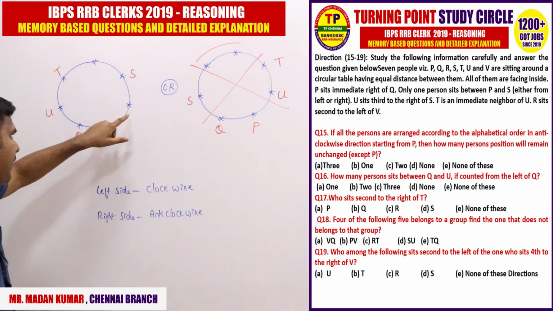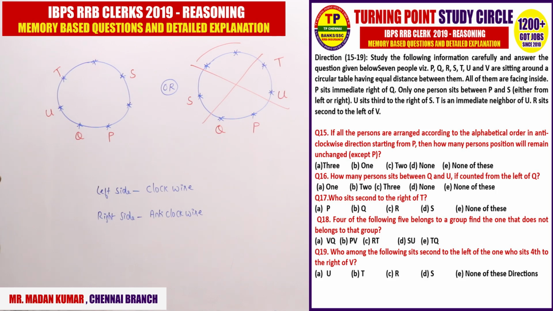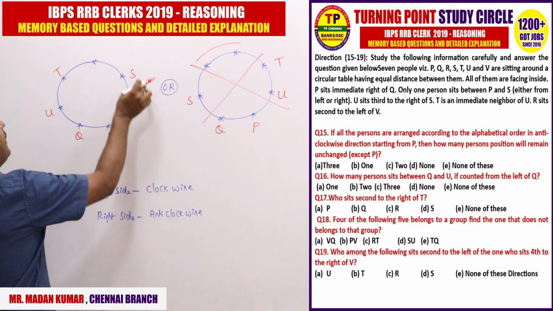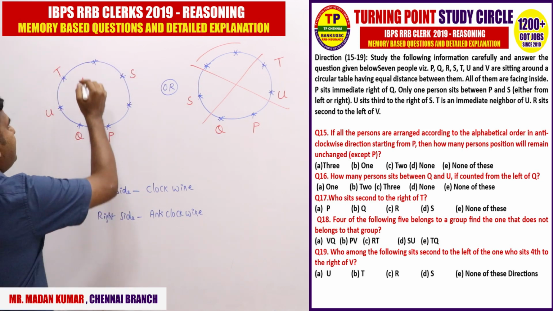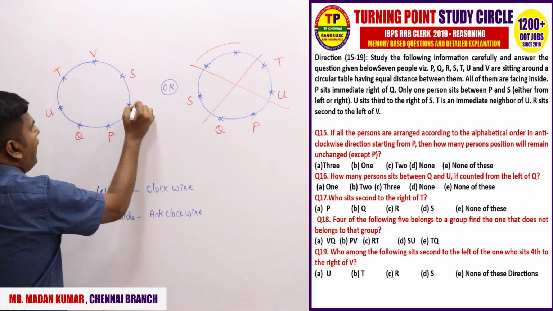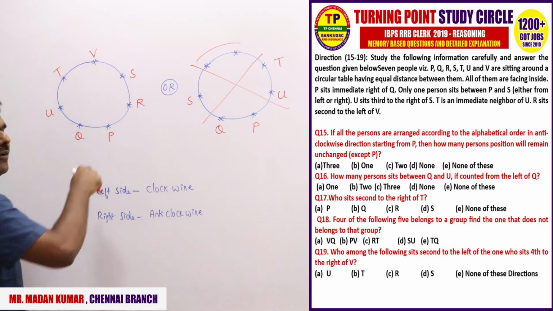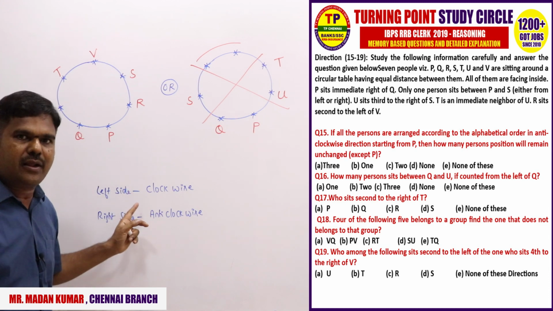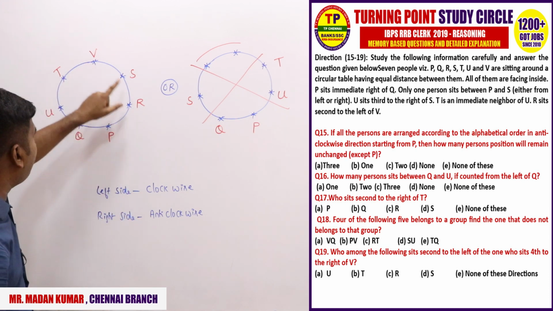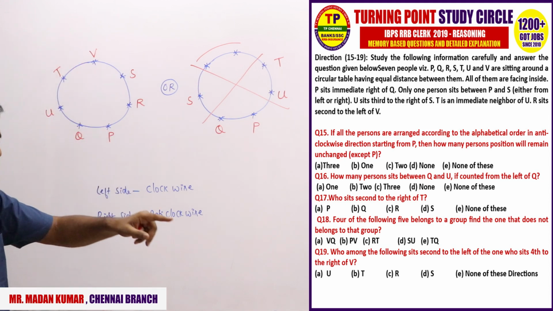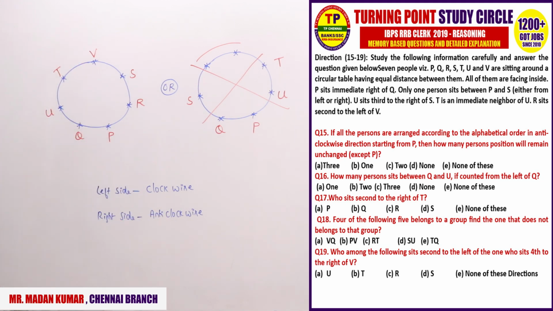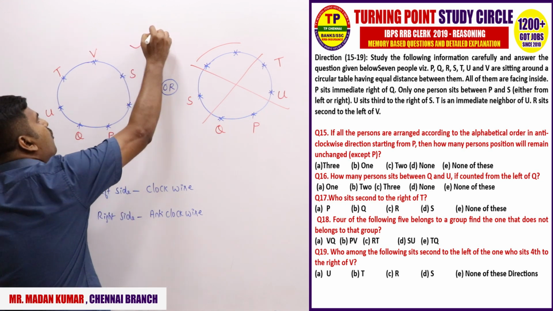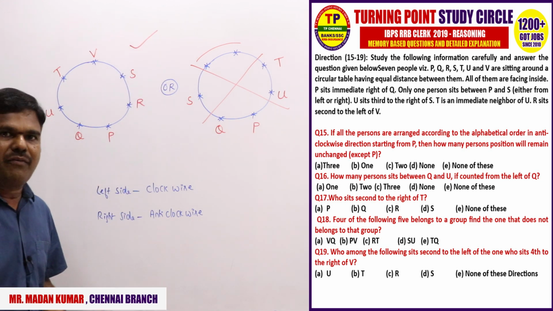Here, if you come to here, R sits second to the left of V. So if you put V here and R here, it will be second to the right only. Left means we need to see clockwise direction. Right means we need to see anti-clockwise direction. So if you put V and R here, R will be on V's right side only. But it is clearly given that R is second to the left of V. So you are left with only one possibility. You got the final arrangement.